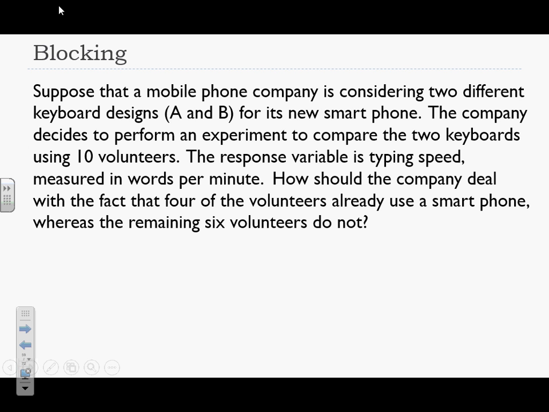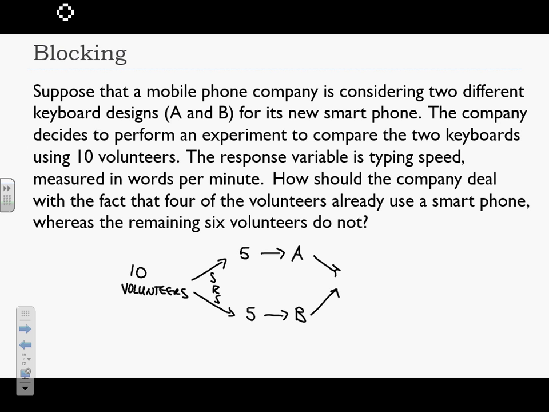So think about the scenario here. They have 10 volunteers. Now if we used a truly randomized comparative experiment, we'd start with our 10 volunteers and do what? Randomly assign them to 2 different groups, right? What would my 2 groups be? Board A, board B. Yeah. One group would try keyboard A, the other one would try keyboard B, and then we can compare typing speeds.